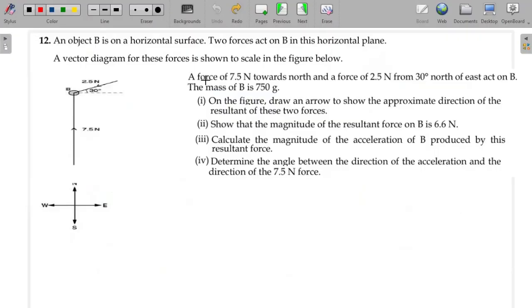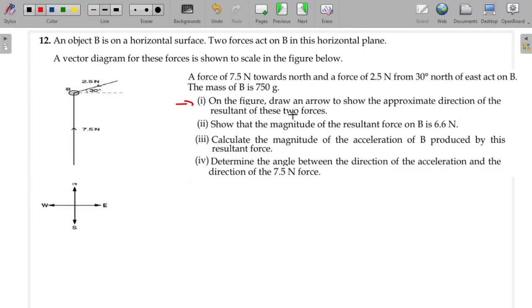Okay, so they're saying a force of 7.5 newtons towards north and a force of 2.5 newtons, 30 degrees north of east, act on B. The mass of B is 750 grams. Okay, so the first question here, they're saying on the figure, draw an arrow to show the approximate direction of the resultant of these two forces.